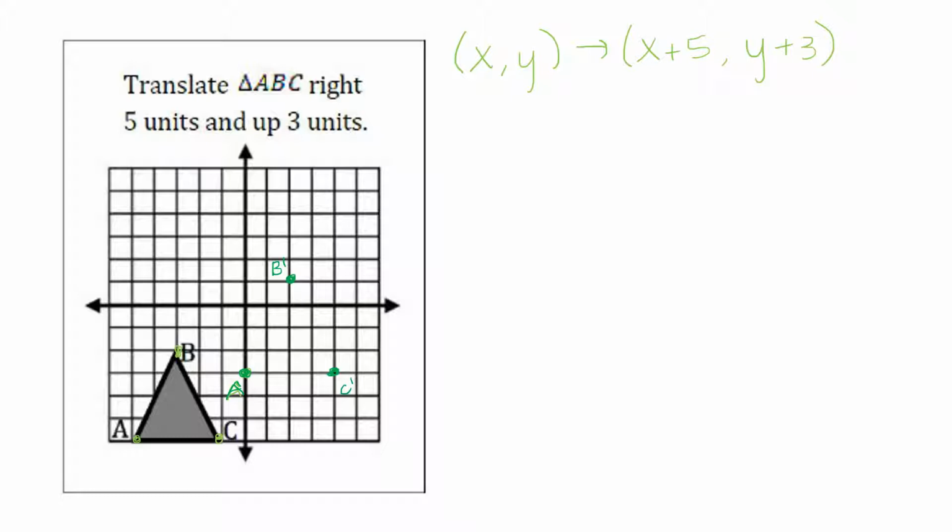Once I have all my points graphed, I can then just connect the points. And your graph should look just like the picture, because again, translations, when we're just moving it, we're shifting it around the graph, should not change the shape or size of our original. So here would be A prime, B prime, C prime, that triangle after we moved them right 5 and up 3.